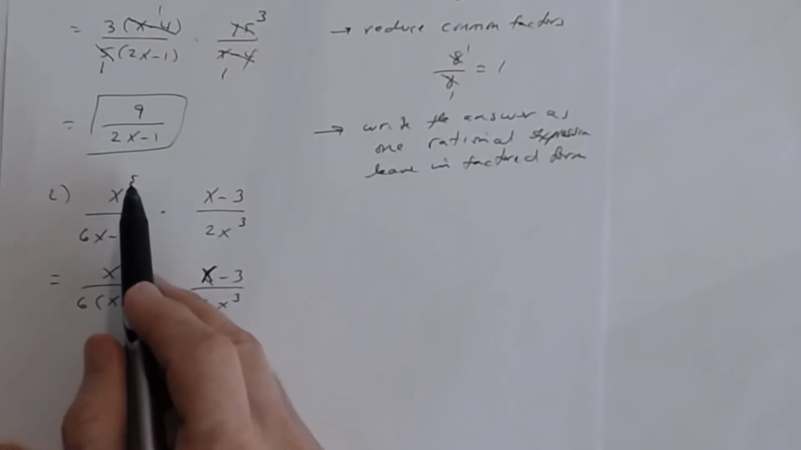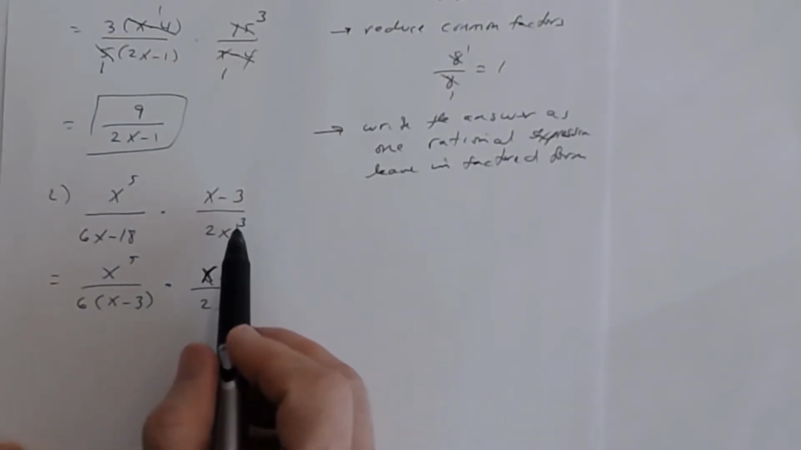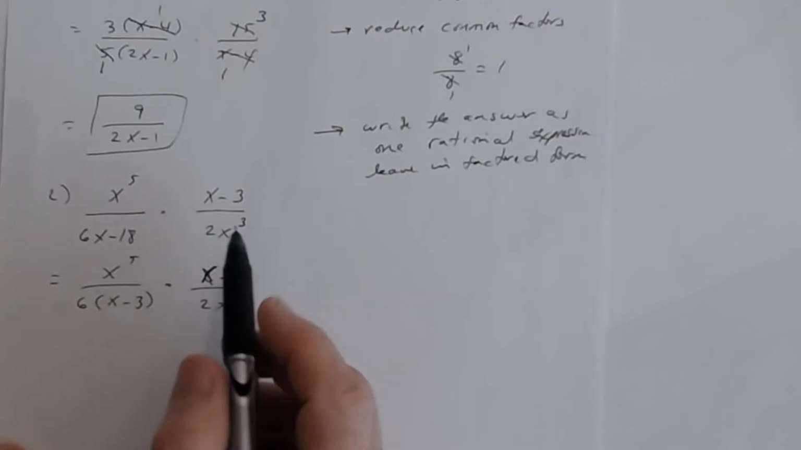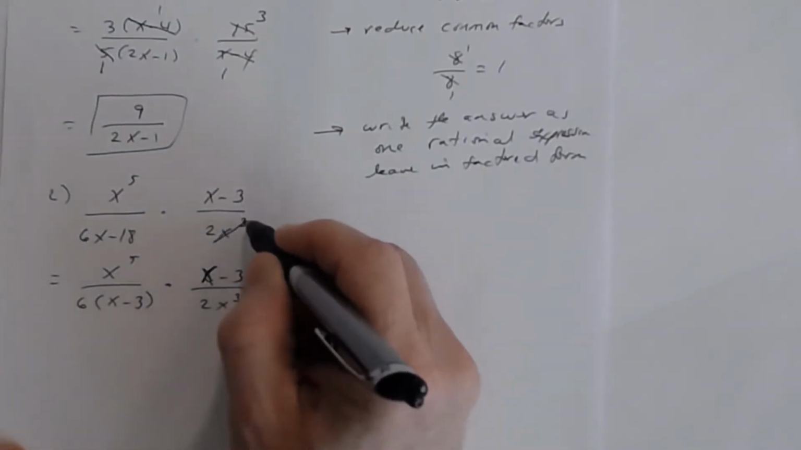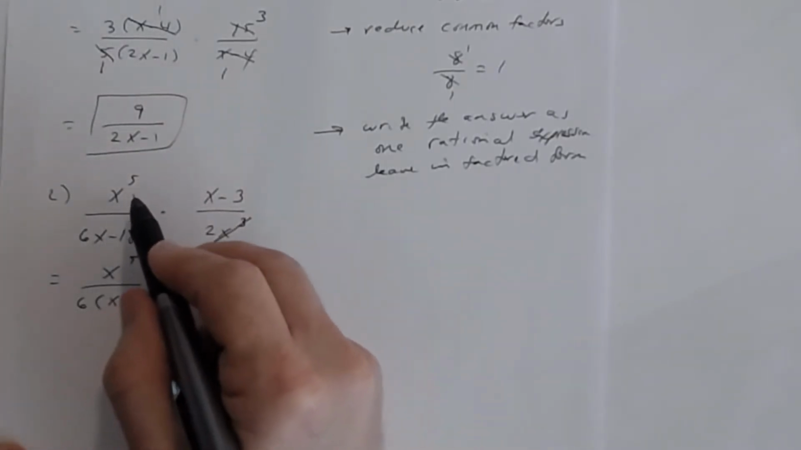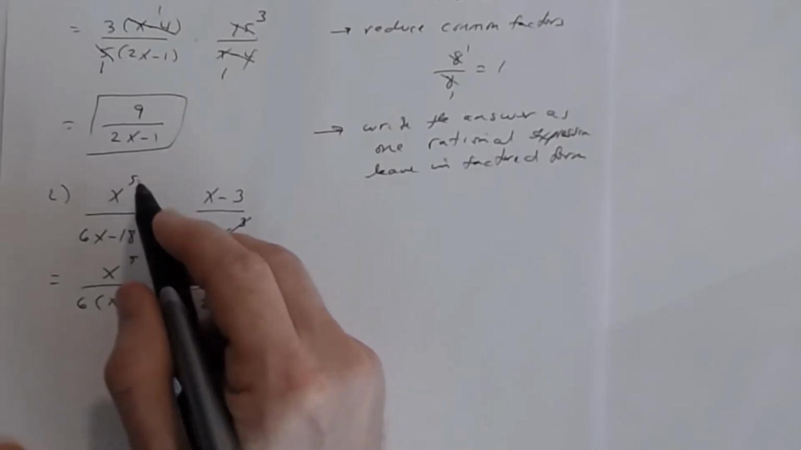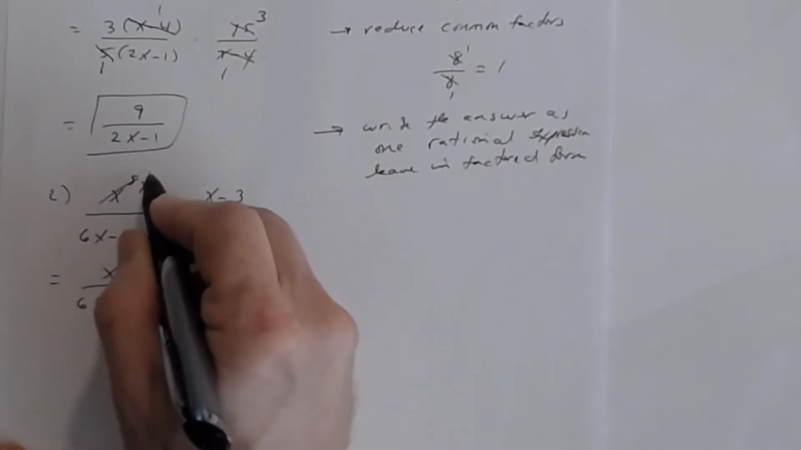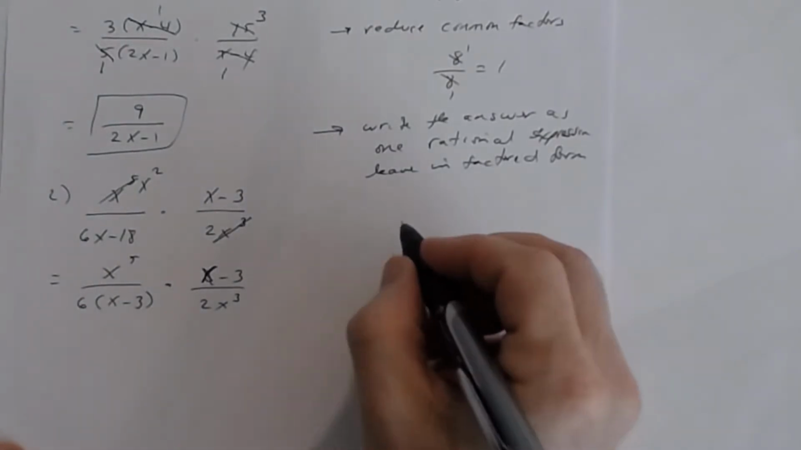There are 5 factors of x here. There are 3 factors of x here. Okay? So what that means is that these 3 factors of x will reduce into 3 of these, and I'm left with 2. I'm left with 2 factors of x. Okay, make sure you understand that.